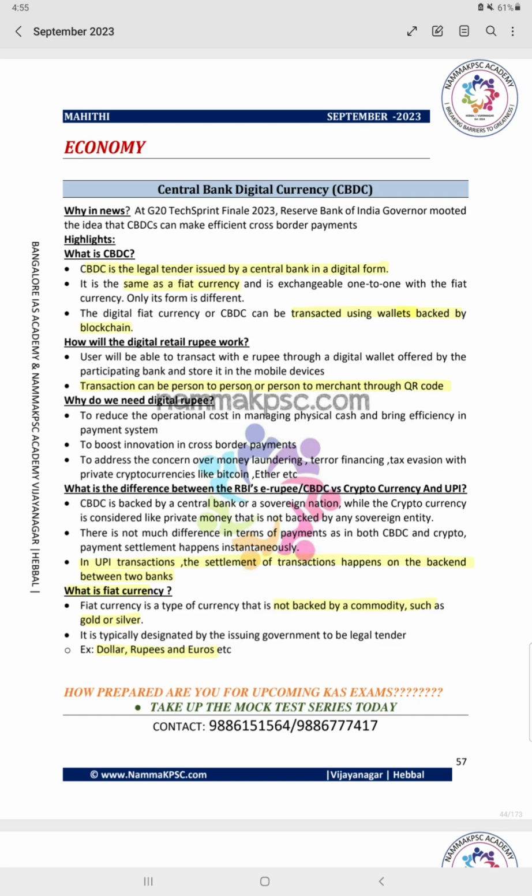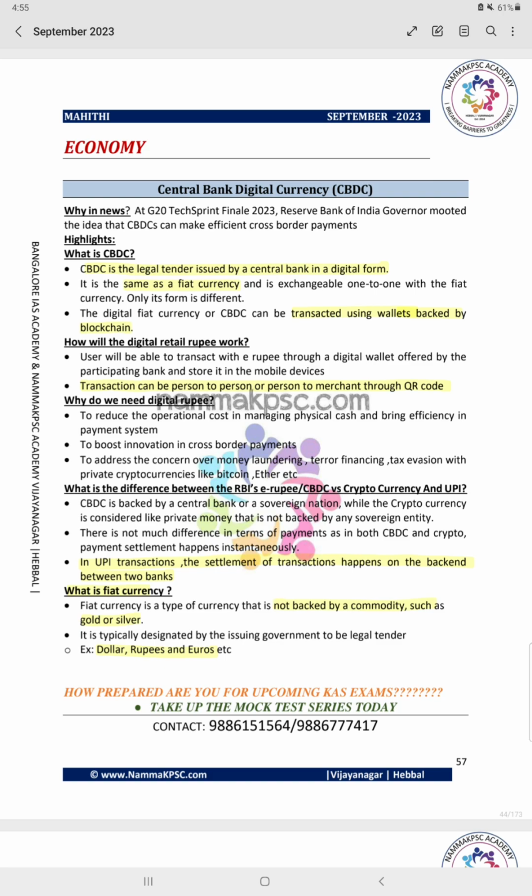So here the transaction can be from person to merchant through a QR code. What is the general difference between this and our UPI? In central bank digital currency, whenever the transaction is done, it occurs between those two people only. But in UPI, the transactions are actually backed by the banks. Means when we transfer money to someone via UPI, it is actually the bank which is transferring the money.